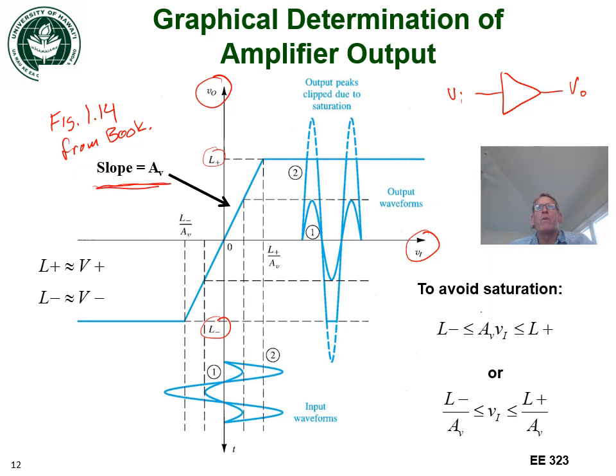So if we look at a couple inputs, for example, we have one input here, input 1, which is a smaller sinusoid. The output from that would be this sinusoid shown on the right. We could have a second input, input 2 here, which would have a larger input, like this. And what you notice is that would create a large enough output that the amplifier can't create a high enough voltage given how large the input is.